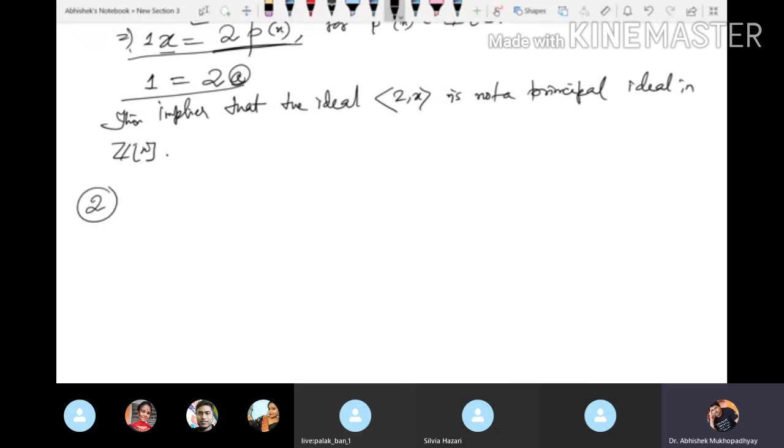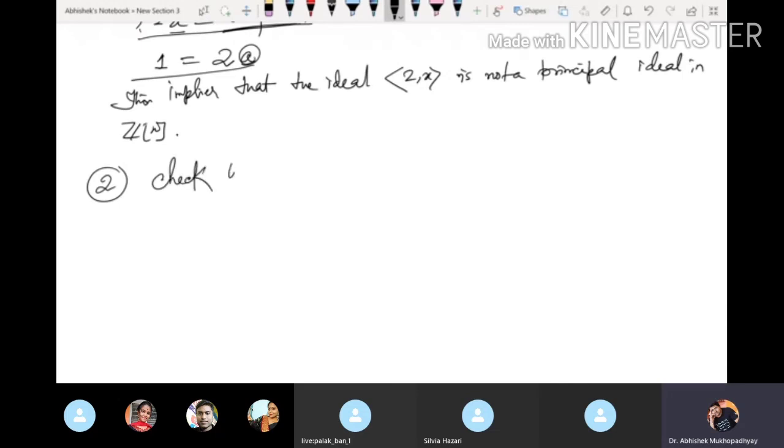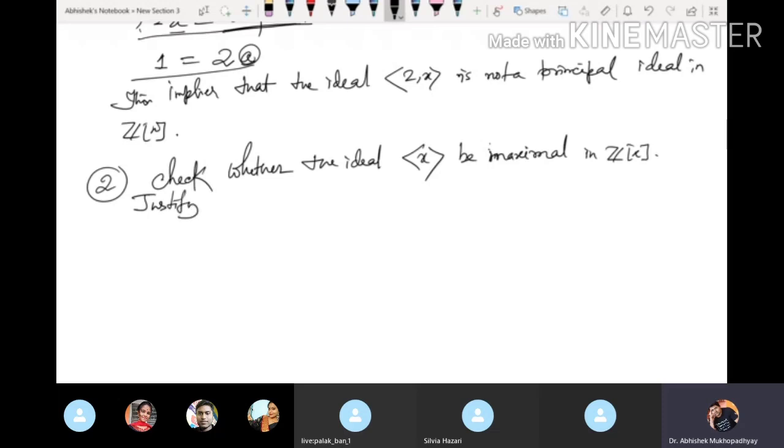Now the second problem is to check whether the ideal generated by the polynomial x is maximal in Z[x]. So is it a maximal ideal in Z[x]? This is the problem. Justify your answer. If it is maximal, then you need to prove it, or if it is not, then you should construct an ideal in between the ideal generated by x and the polynomial ring Z[x]. So justify your answer.